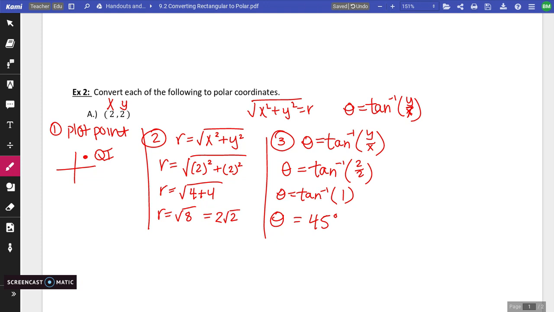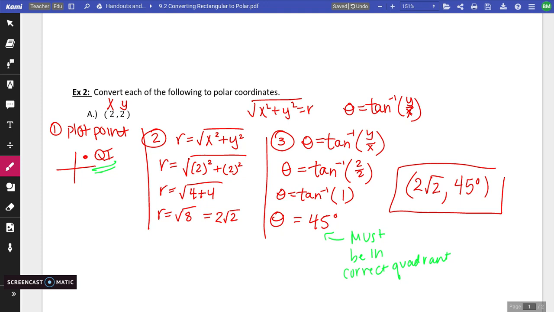Now, this is the tricky part. Whatever angle we get here needs to be in the right quadrant. So we might want to write a note: must be in the correct quadrant, meaning it has to match the quadrant from step 1. 45 degrees is in quadrant 1, so we don't have to worry about changing the angle. We'll see some of those later. So I am done. My final point is 2 root 2, or root 8, comma, 45 degrees.